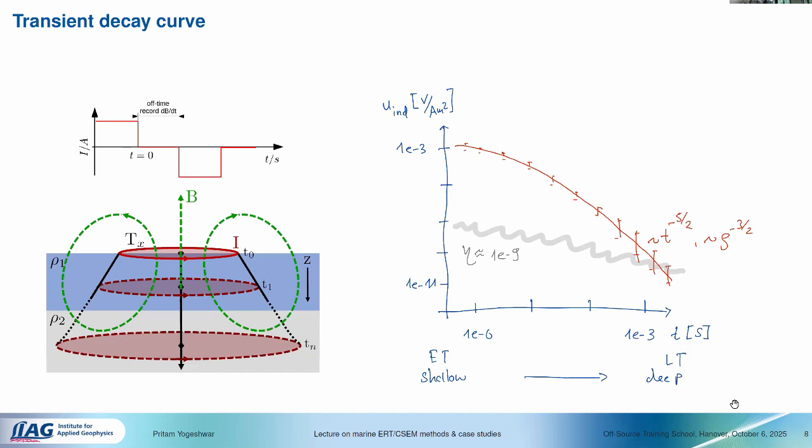Okay, this sketch I just did before. So what does a transient look like? So we have again our setup here on the right side, and a transient typically spans around 7 to 8 orders of magnitude.